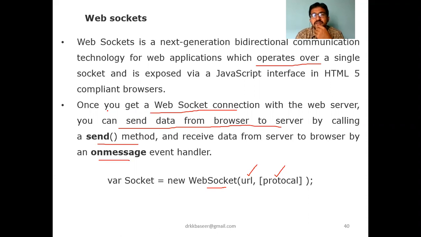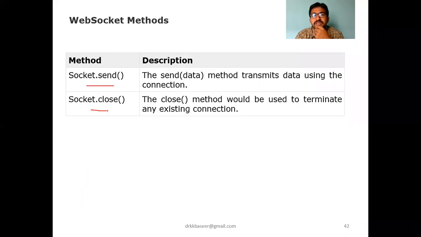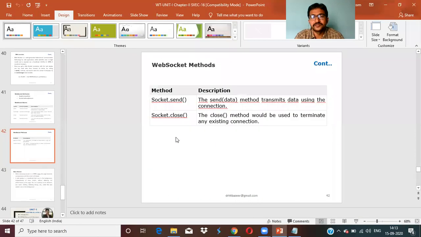Now, to create a WebSocket connection, we have to use var socket = new WebSocket, and just pass the URL. The attributes are readyState and bufferedAmount, and the events in WebSockets are open, message, error, close. The respective event handlers are socket.onopen, socket.onmessage, socket.onerror, socket.onclose. We have two methods: socket.send for sending the data, and socket.close to close the socket. Right. So let me show a small example so that you can get some idea.